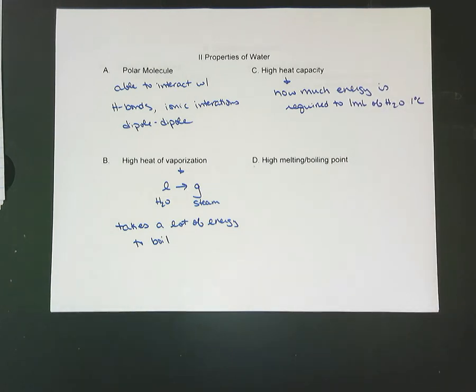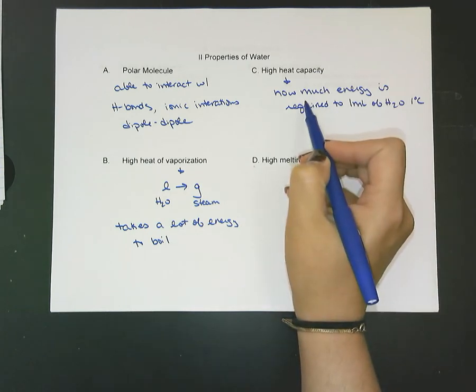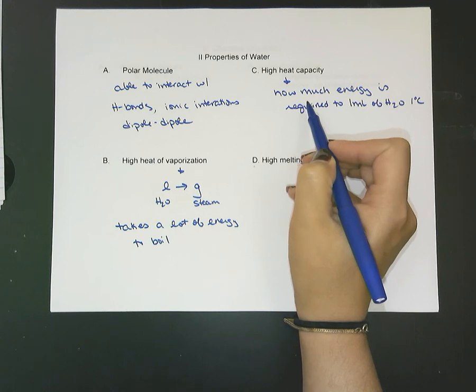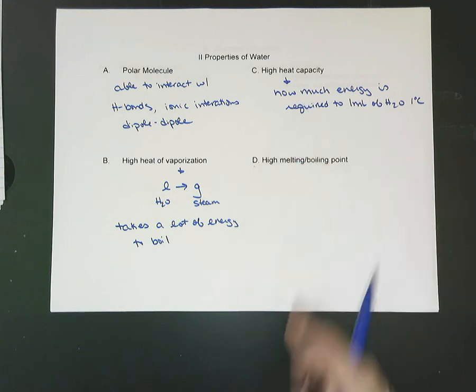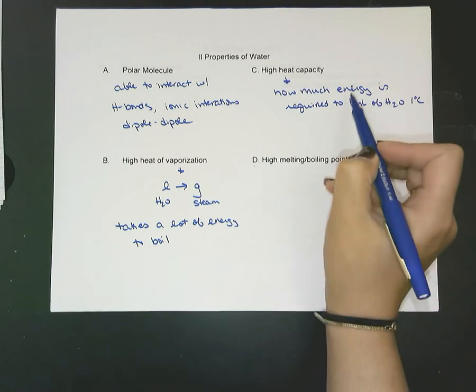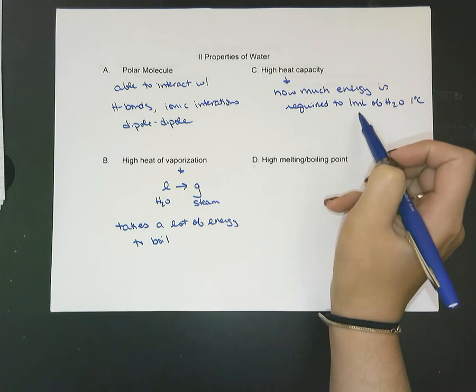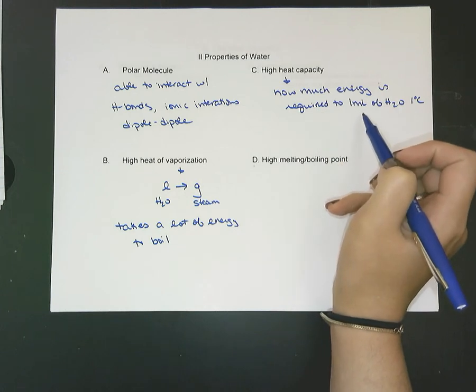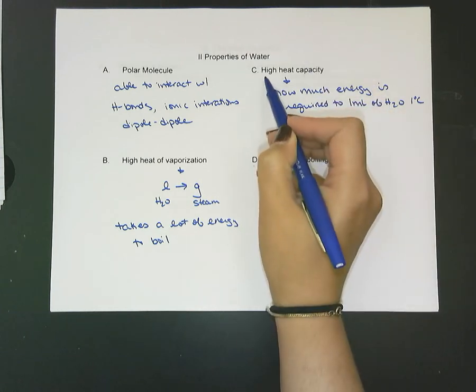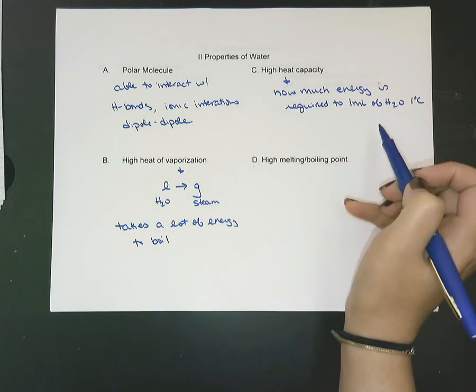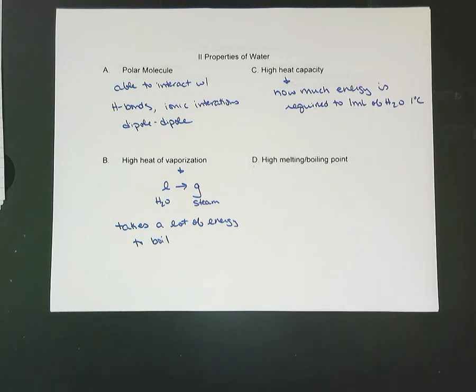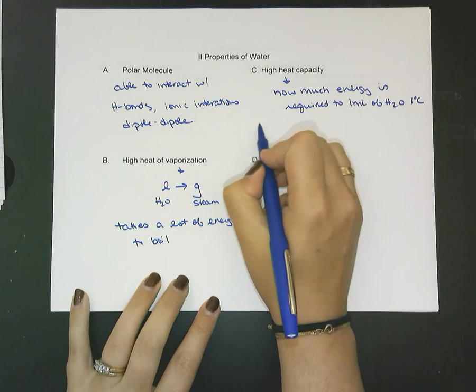So how much energy it takes to heat that little bit of water. This is super useful for your body because it means that you are able to maintain a fairly regular body temperature. Right? So if it takes a lot of energy to heat 1 mL of water by just 1 degree, it means that, in general, your body is able to maintain a constant temperature.